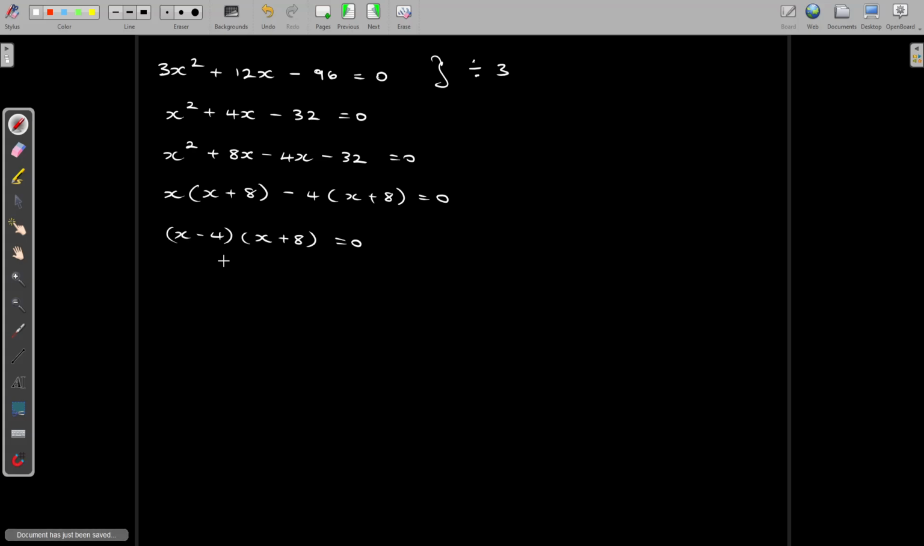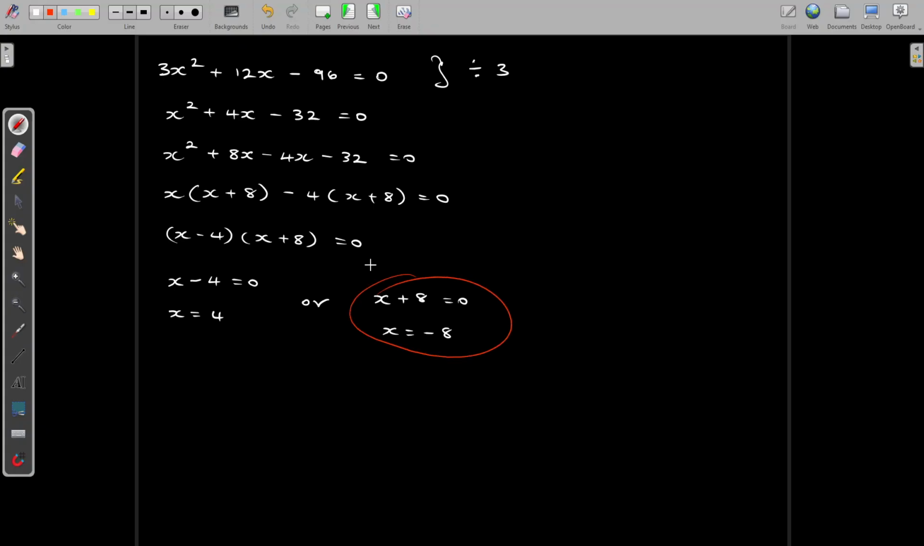So the numbers we're looking at would be: x minus 4 is equal to 0, so in this case x would be equal to 4, or x plus 8 equals 0. But in this case, what I want from you is the positive solutions. So for this type of question, we're going to be ignoring the negative solutions for now. We'll just be focusing on the positive solution.